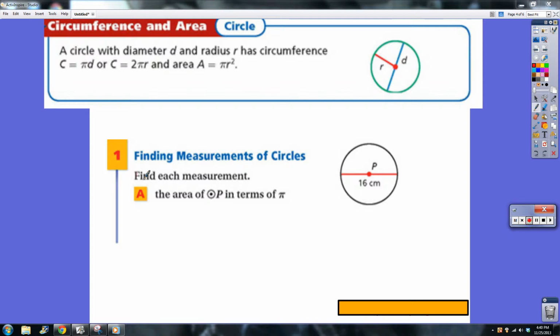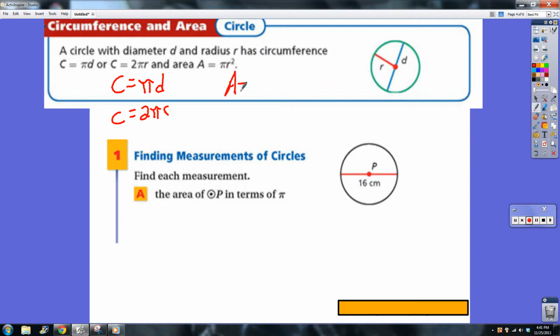That brings us to a couple of examples here. Notice up top here we've got our circumference formula. Circumference is equal to pi multiplied by the diameter, which is the same thing as circumference equals 2 times pi multiplied by your radius. Remember, 2 times the radius is the diameter. The diameter divided by 2 is the radius. So these are the same thing.